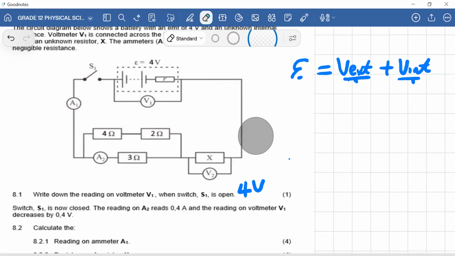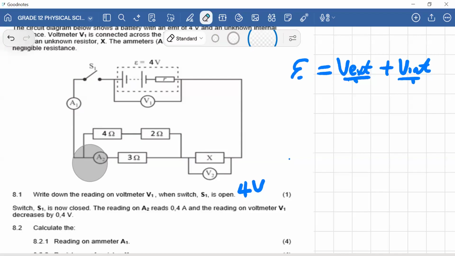We call resistors in parallel current dividers. And in series, we call them potential dividers, because the sum of the individual potential differences in series is equal to the total external potential difference. Now let's see how we are going to calculate the current across the 4 and the 2 ohm resistors, which add up to give us 6.